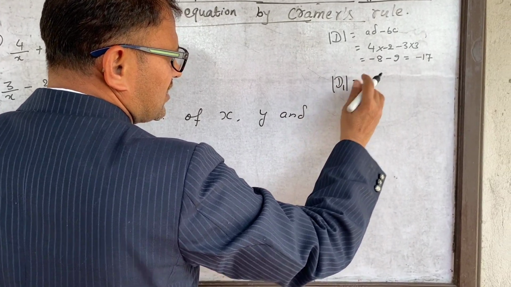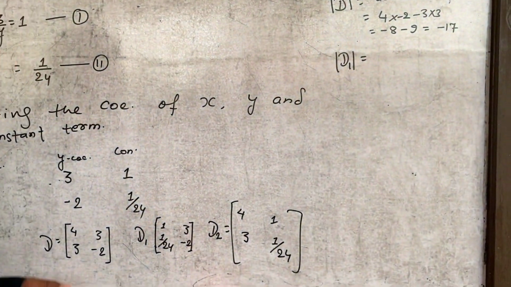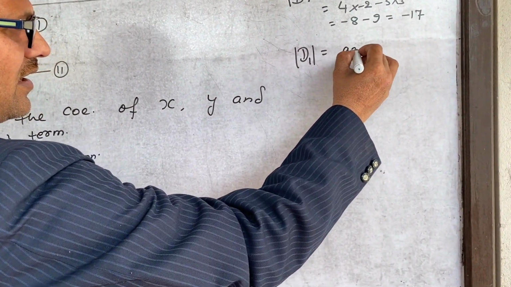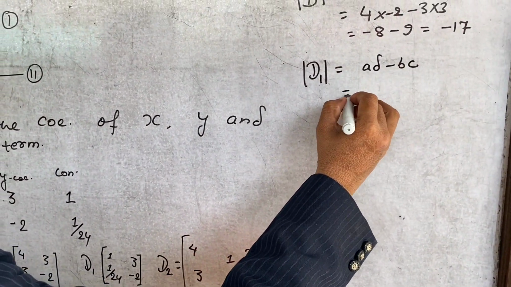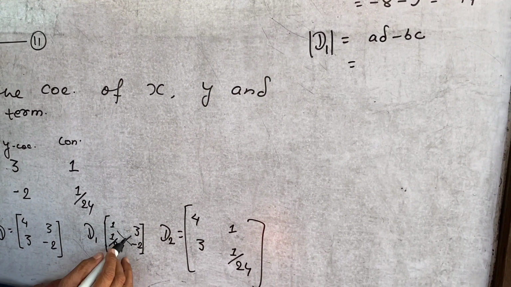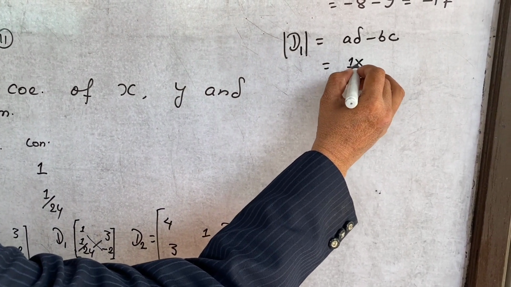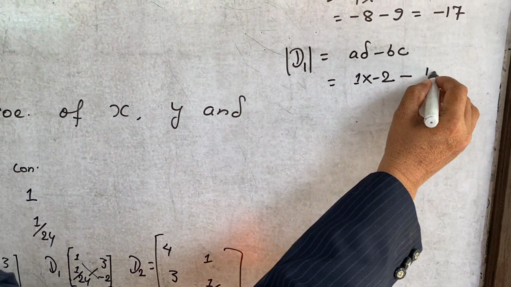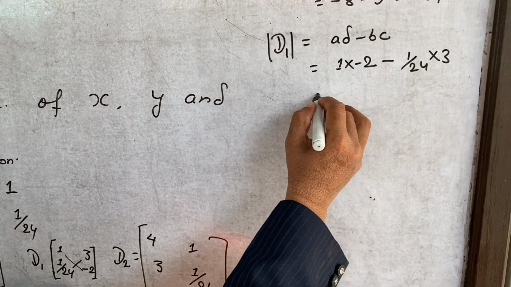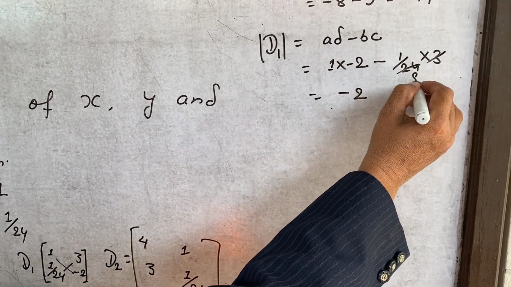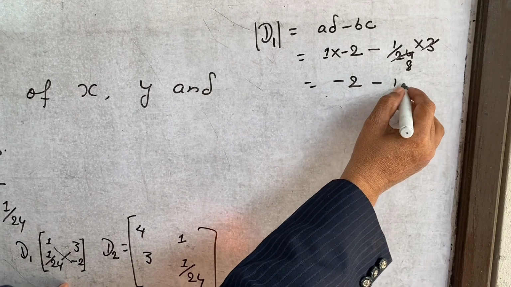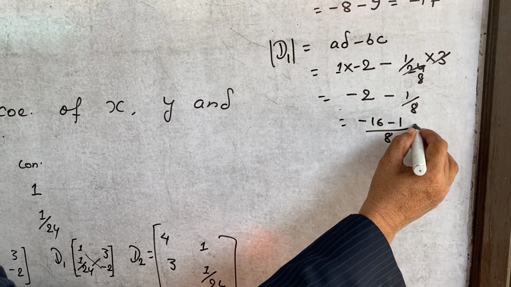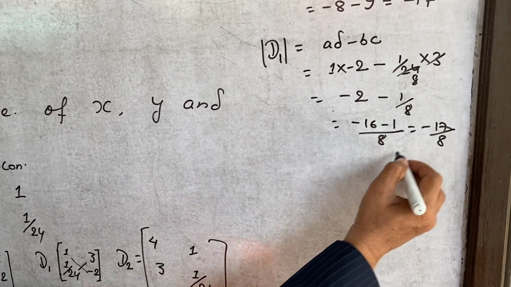D1, this is the sign of determinant. D1, now similarly, AD minus BC, this is equal to 1 into minus 2 minus 1 by 24 into 3, minus 2, 8, minus 8 minus 16, 1 by 8, means minus 17 by 8.